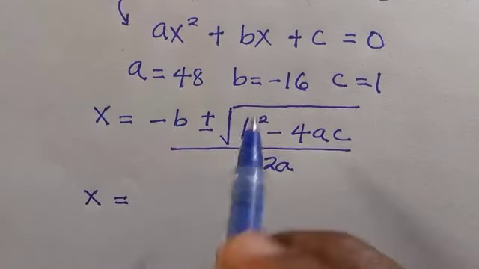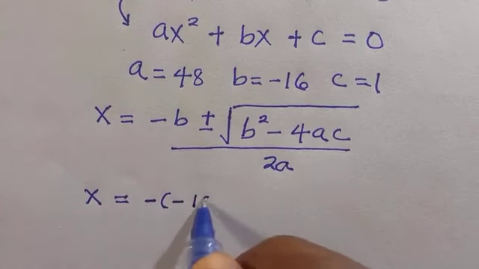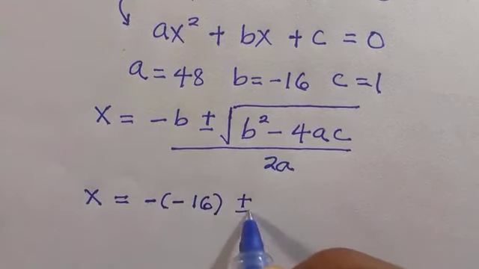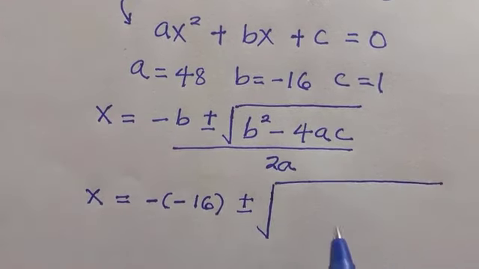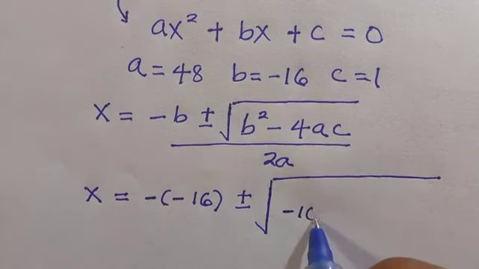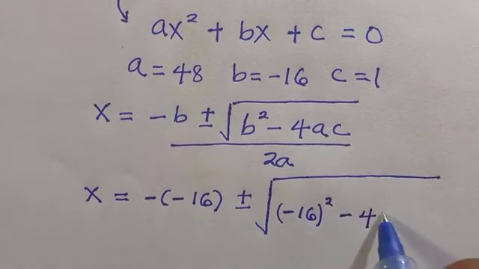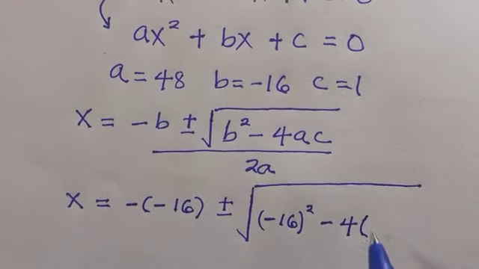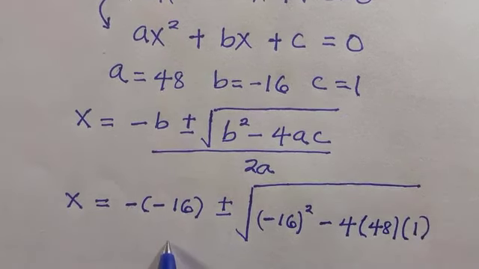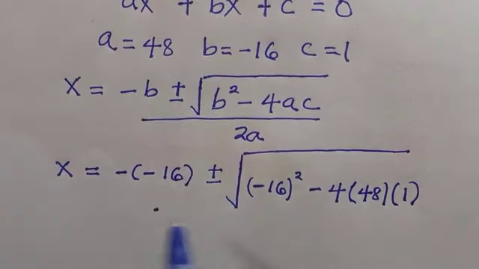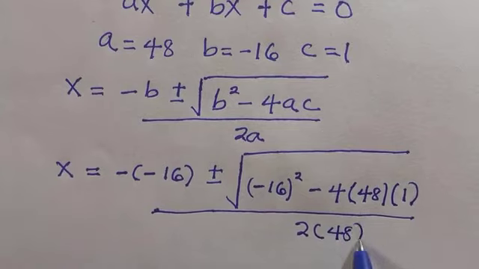So anywhere we see all these three values in this formula, we are going to replace it. We have minus b, and we still have minus 16, so we bracket it like this, then plus or minus the square root of, so b still remains minus 16, but it's squared. We are going to have minus 16 bracket raised to power 2 minus 4. Then the value of a here is 48, so we put it in bracket. And the last one is c, we also put it in bracket, divided by 2a, and the value of a is still 48, so 2 bracket 48.